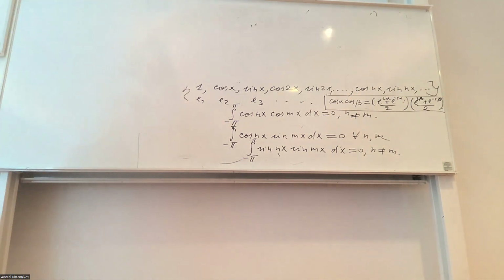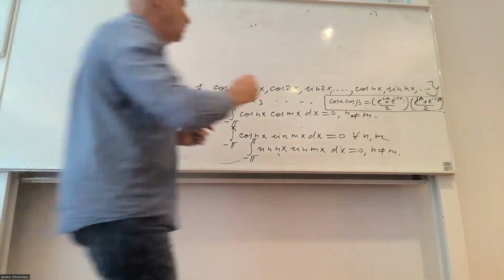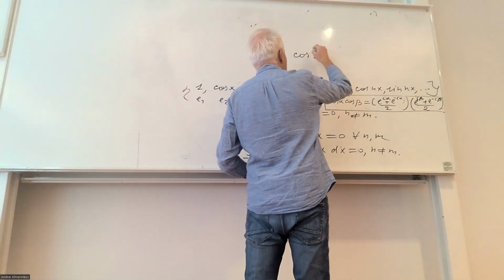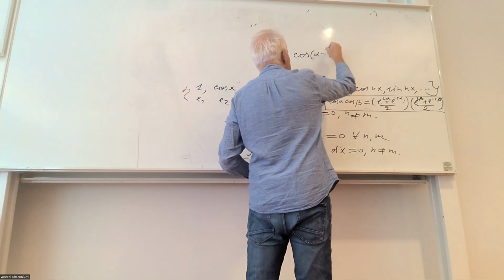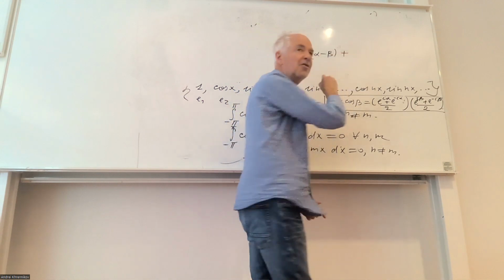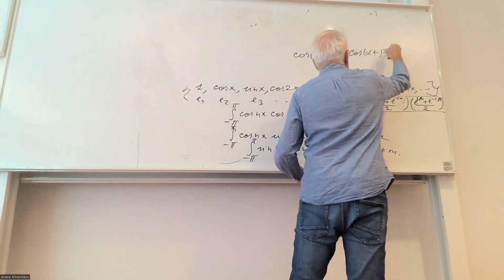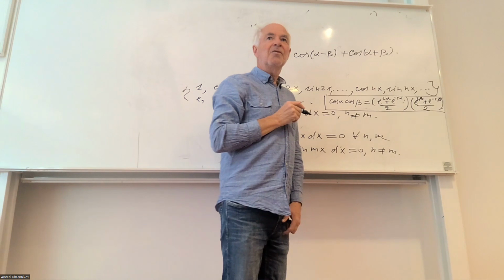I think the formula is one half of cos(α minus β) plus one half of cos(α plus β). Look: cosine of α minus β, plus cosine of α plus β, and one half of that.